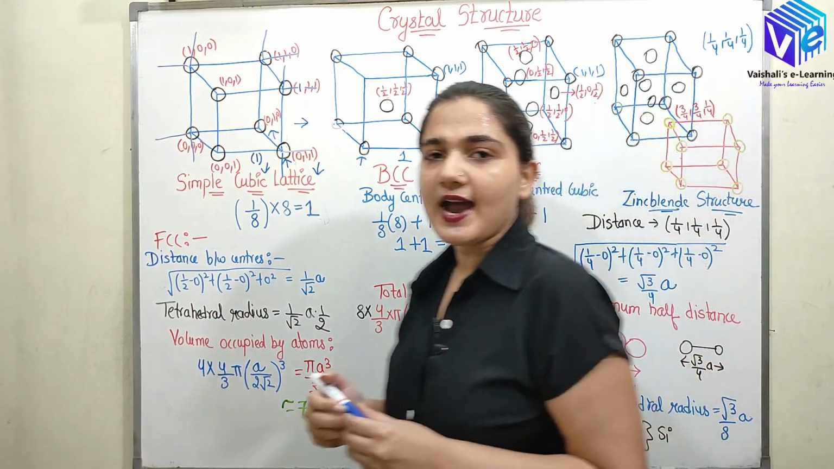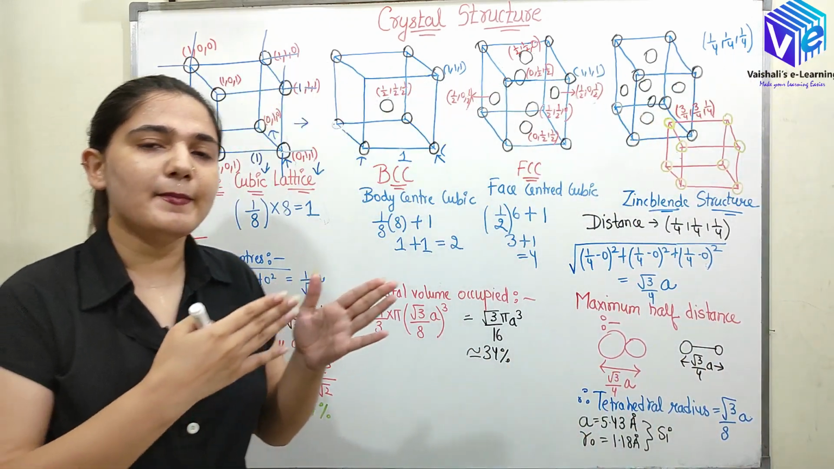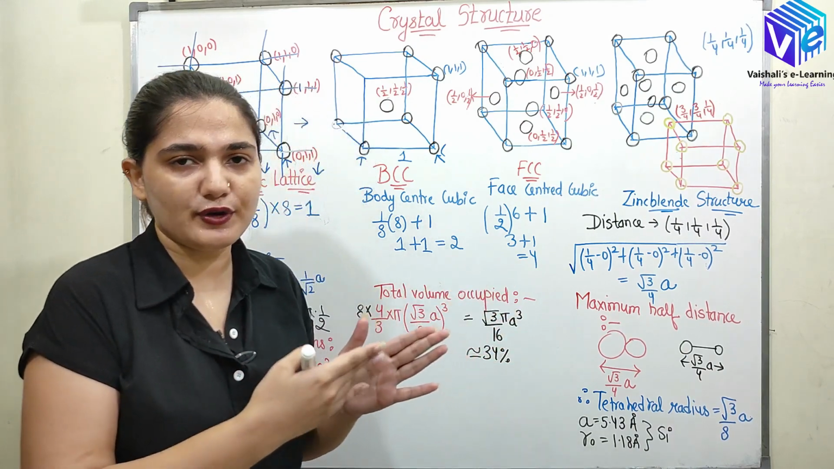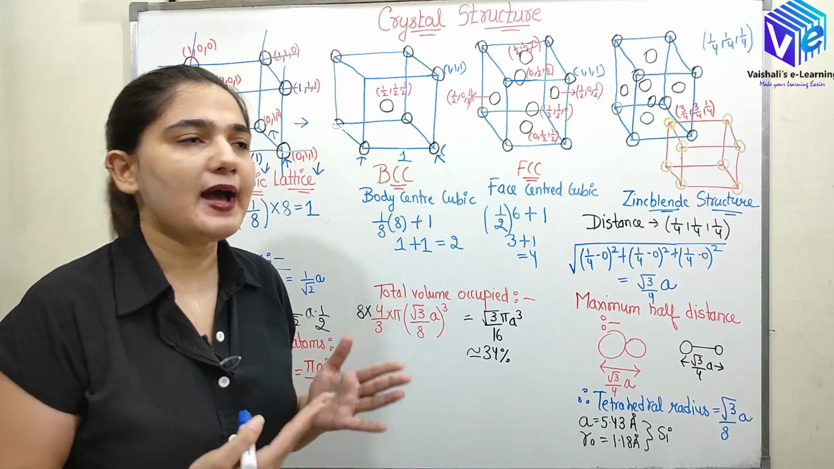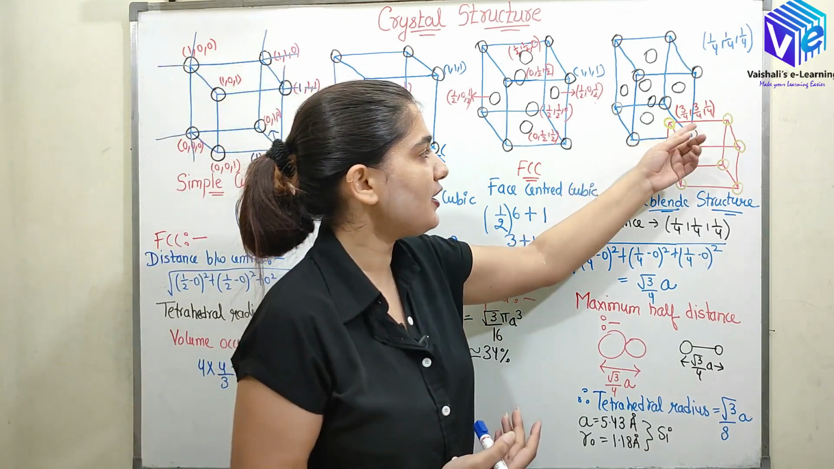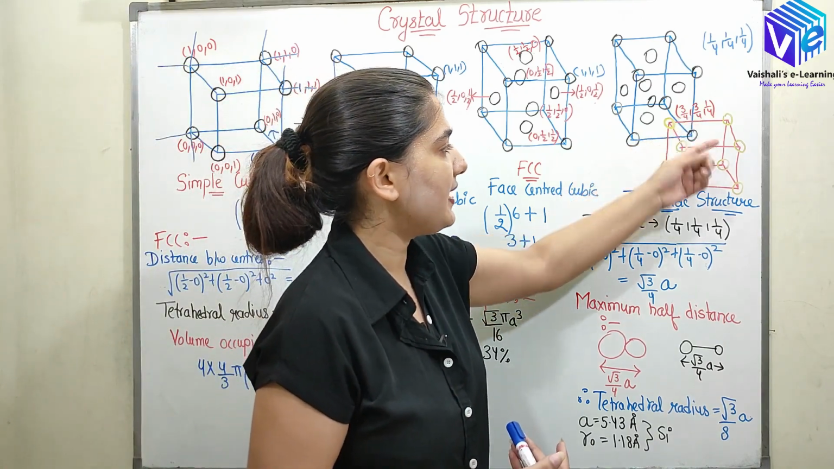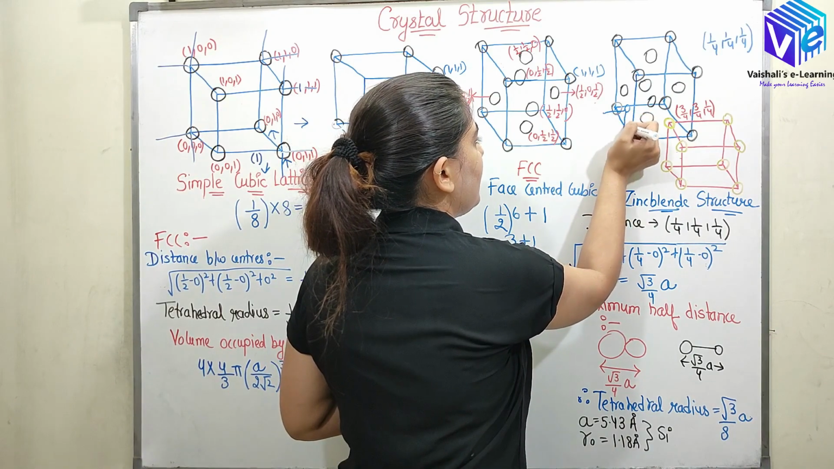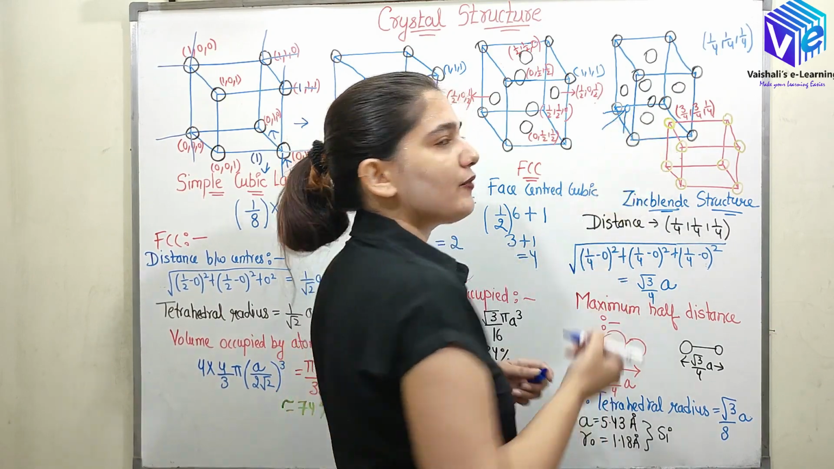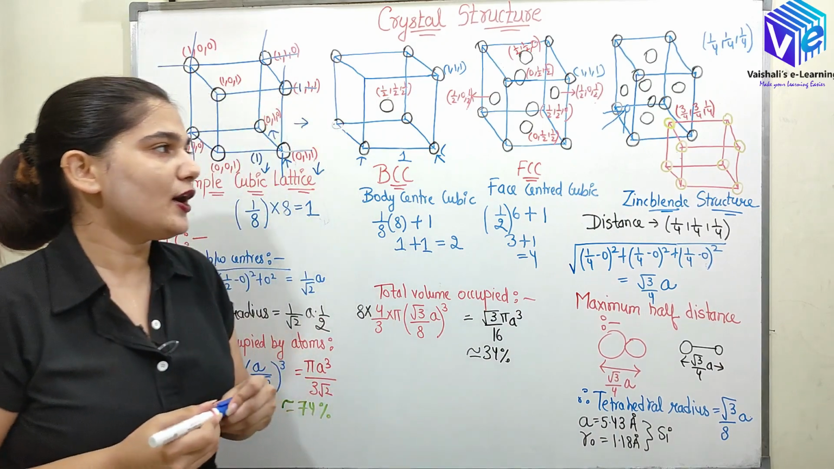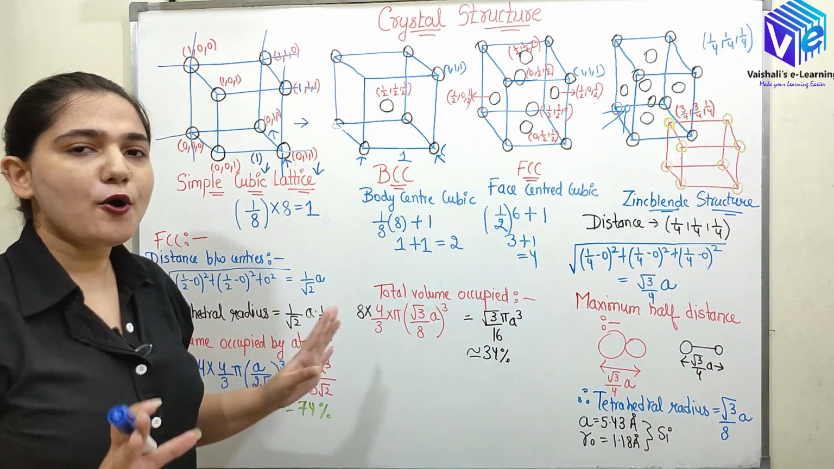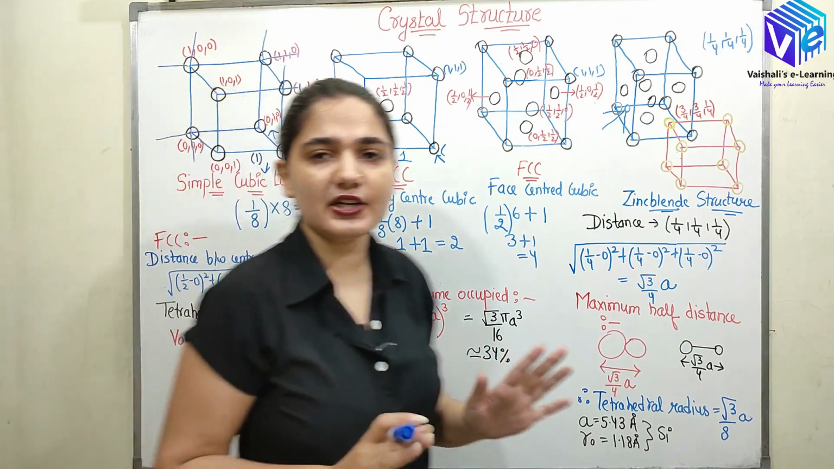This atom will be coming inside by a factor of 1 by 4 in the x direction, 1 by 4 in the y direction and 1 by 4 in the z direction. Here you can see, I have made this here, and you can make it here as well. If I make it here, it will be the 1 by 4, 1 by 4, 1 by 4 coordinate. This coordinate is 3 by 4, 3 by 4, 1 by 4. Now I hope you understood all of the structures.